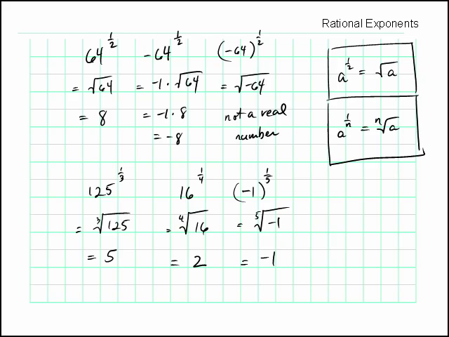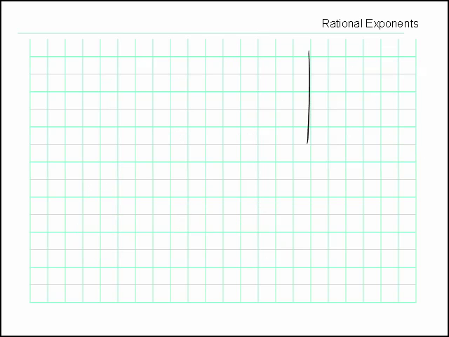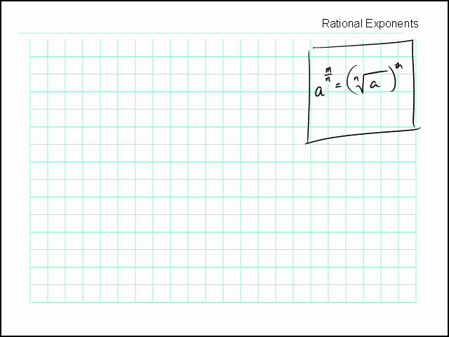We also learned that if we have a to the fraction m over n, that is the nth root of a, then raised to the m power. Or you could have the m exponent inside with the a. Either one is acceptable. Some examples of that.